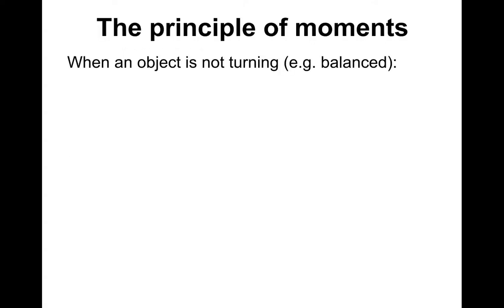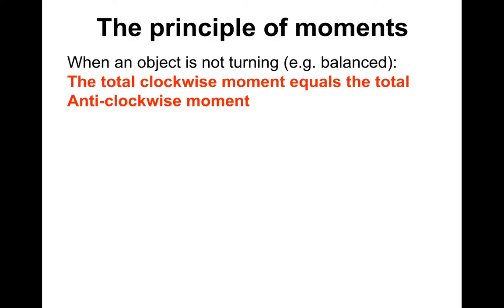So what is the principle of moments? When an object is not turning, for example balanced or in equilibrium, the total clockwise moment must equal the total anti-clockwise moment. So whatever's going clockwise must be balanced out by whatever's going anti-clockwise for the system to remain in equilibrium or to be balanced.